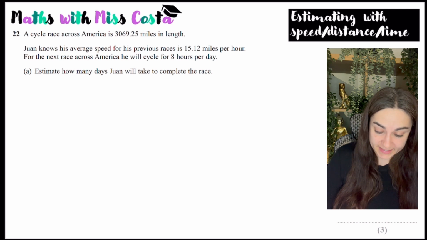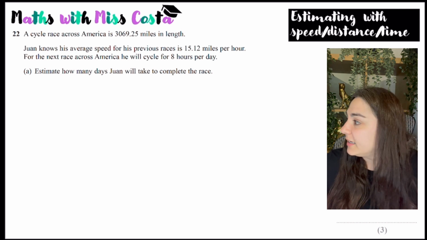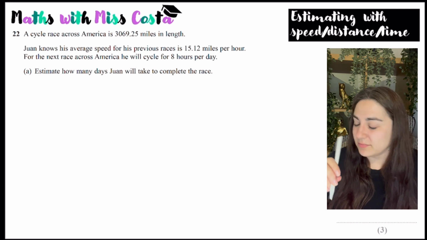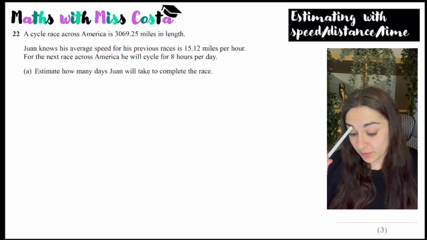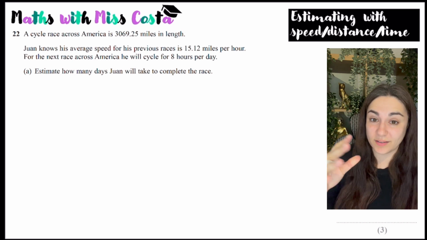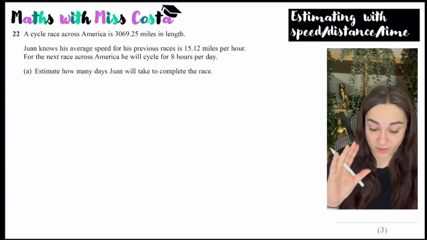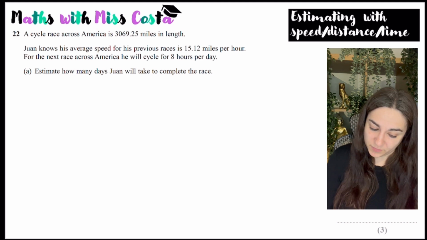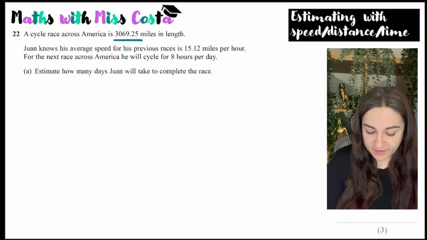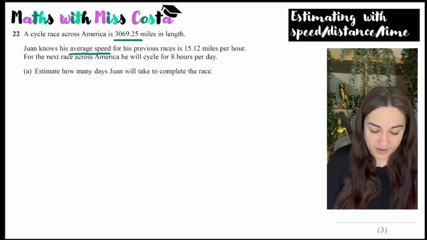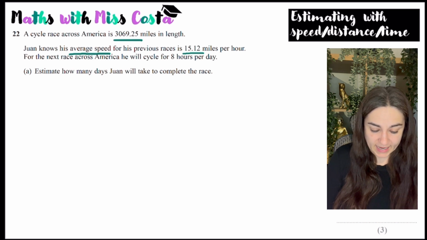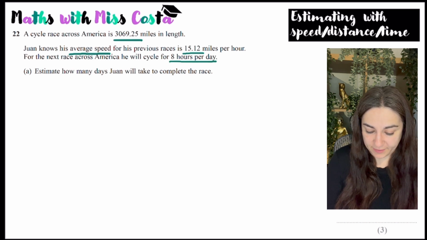So estimating with speed, distance, time. It's really important when I'm estimating, generally they want you to be rounding to one significant figure, but sometimes that changes everything quite dramatically. So sometimes it might be 2 significant figures. But I'm told that a cycle race across America is 3,069 miles in length. Juan knows his average speed is 15.12 miles per hour. And for the next race, he's going to cycle for 8 hours per day.